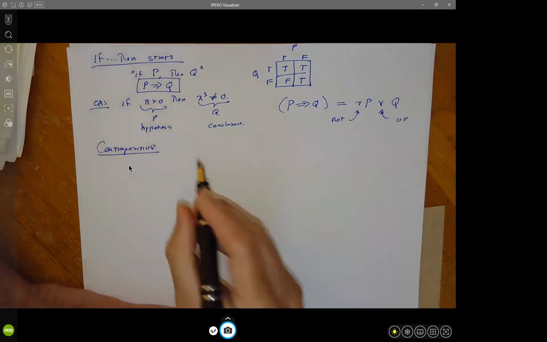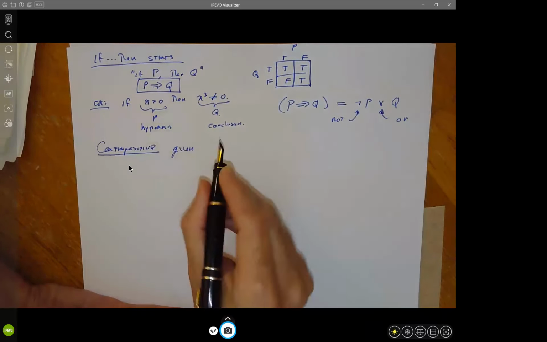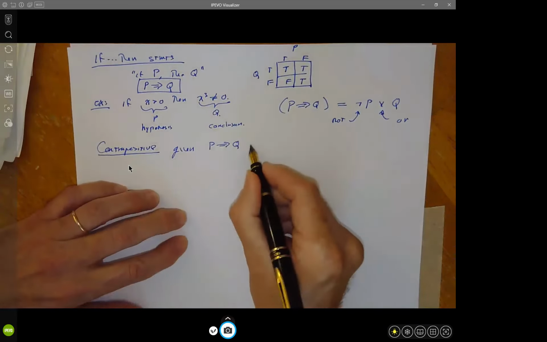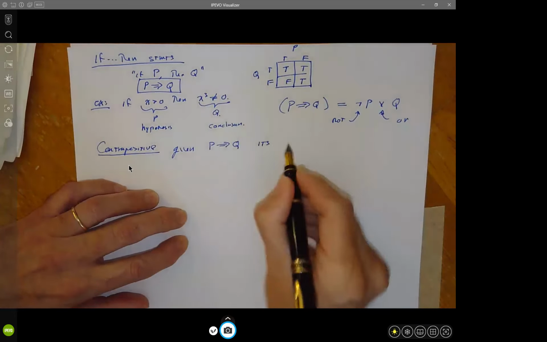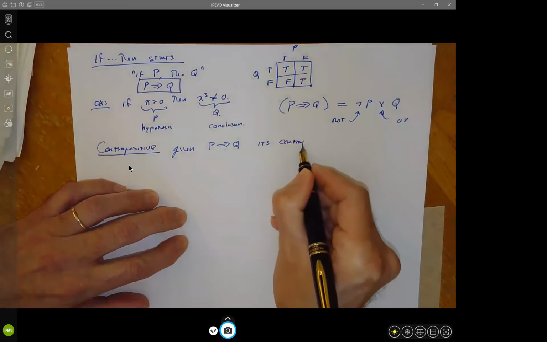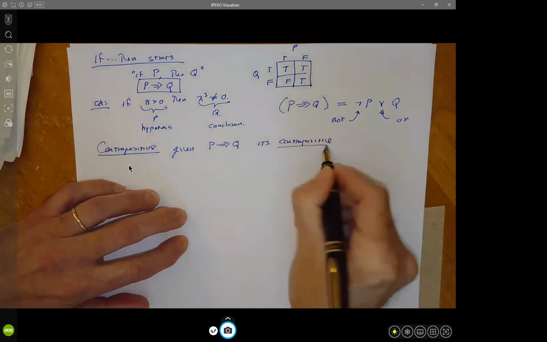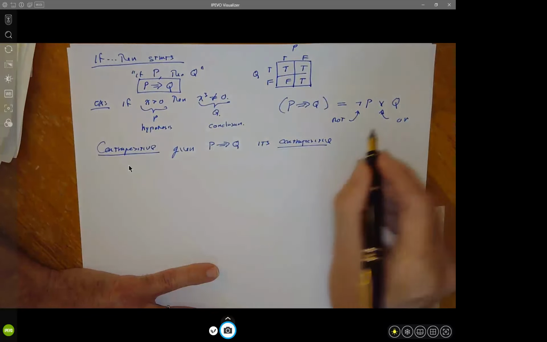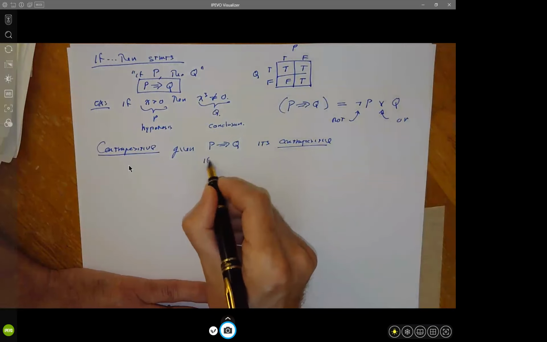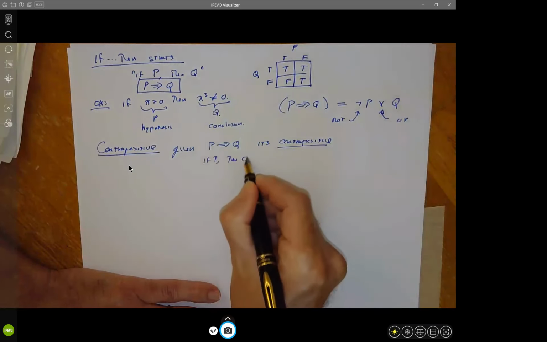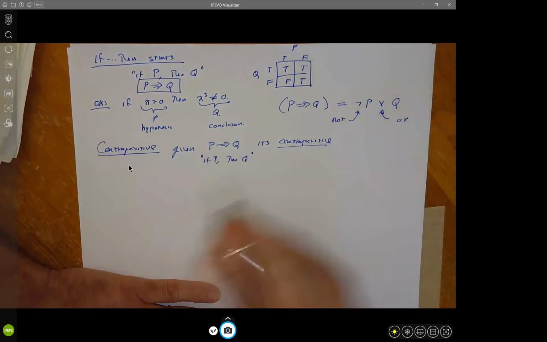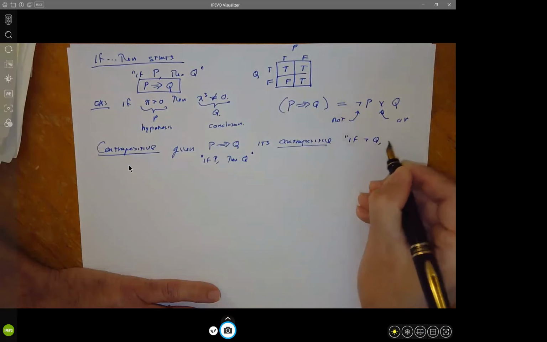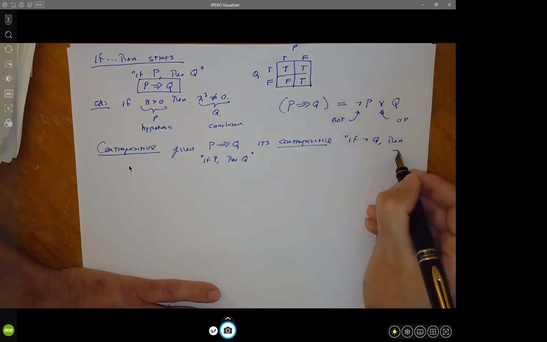So if we're given a statement such as if P then Q, or P implies Q, we can form its contrapositive. The contrapositive statement is defined by, let's just write this out in words here. This is if P, then Q. Its contrapositive is defined by if not Q, then not P.